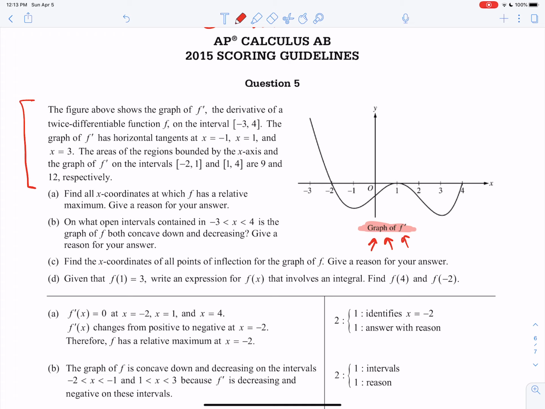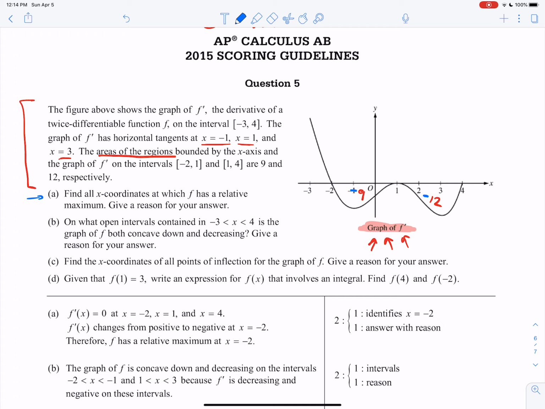Notice how there are horizontal tangents at x equals -1, 1, and 3. That's pretty much indicating where the graph is changing directions, but not as important as this next part here, indicating the areas of the regions. So from -2 to 1, from 1 to 4, the areas are going to be 9 and 12. You guys do have to understand that it's below the x-axis, so this is actually -9 and -12 there. So that's all we need for now.